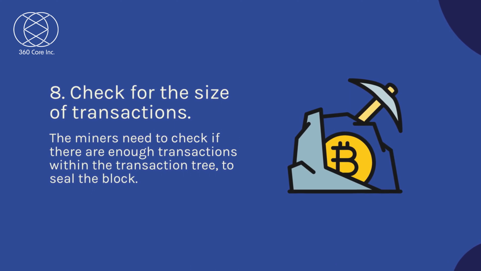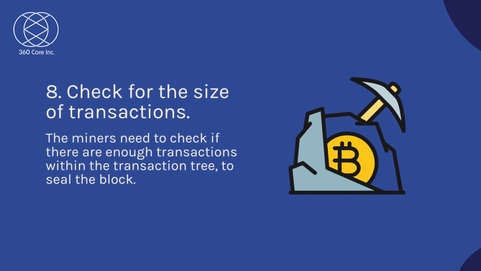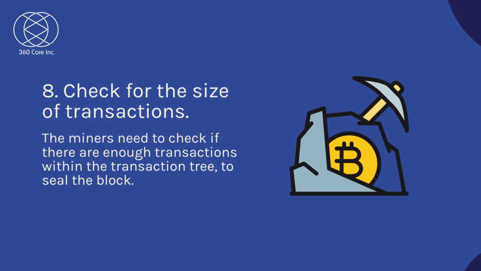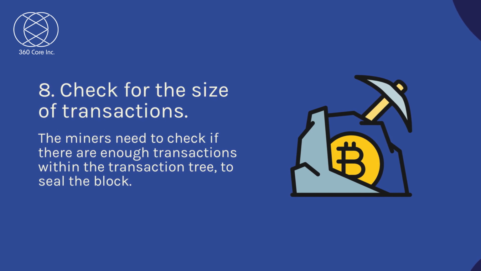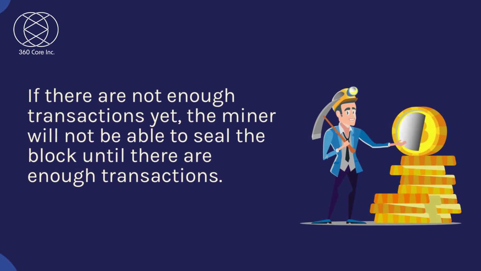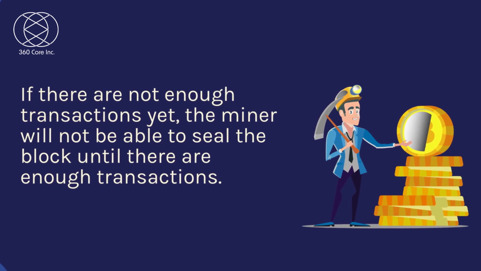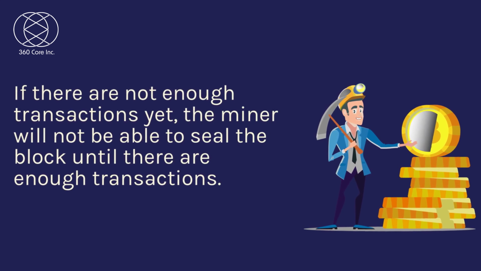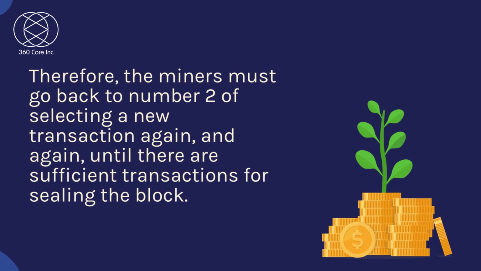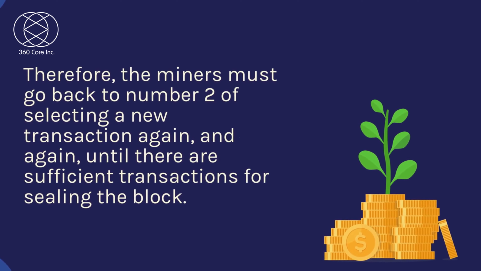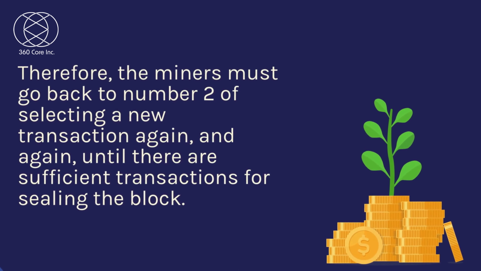8. Check for the size of transactions. The miners need to check if there are enough transactions within the transaction tree to seal the block. If there are not enough transactions yet, the miner will not be able to seal the block until there are enough transactions. Therefore, the miners must go back to number 2 of selecting a new transaction again and again, until there are sufficient transactions for sealing the block.